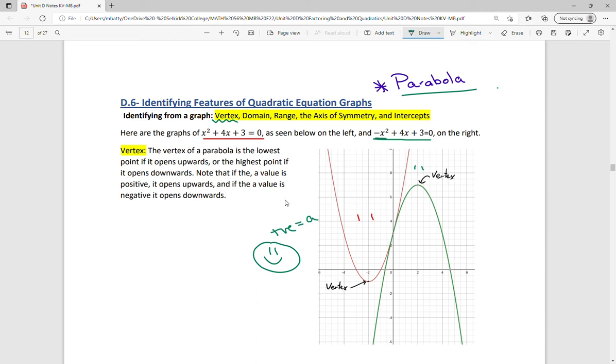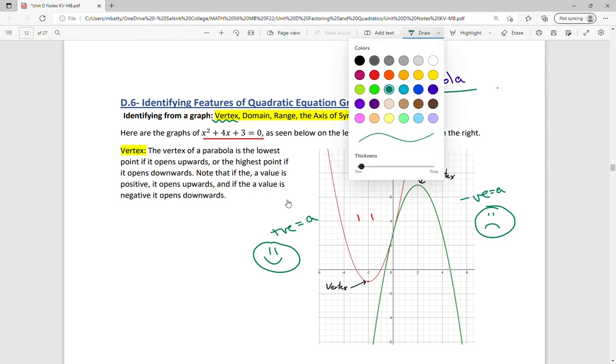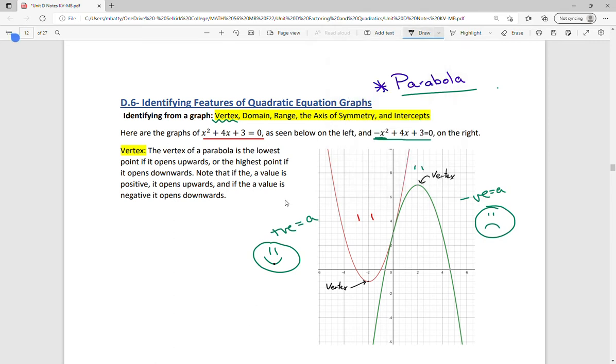Or if it's a negative a value, like in the green one, we end up with a downward-shaped parabola. And again, the vertex is right at the tip of these smiles on the face, right? So there's the vertex and there's the vertex. All we're doing with that is saying that this is a minimum or a maximum.